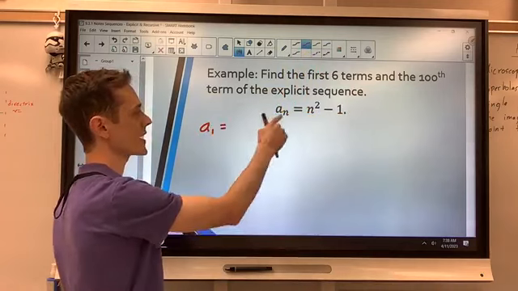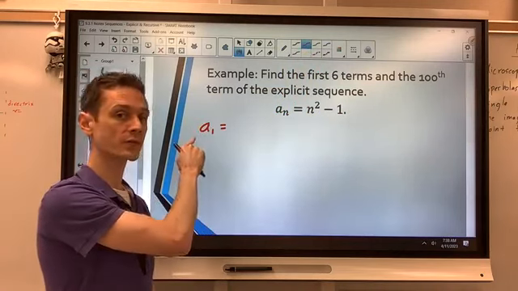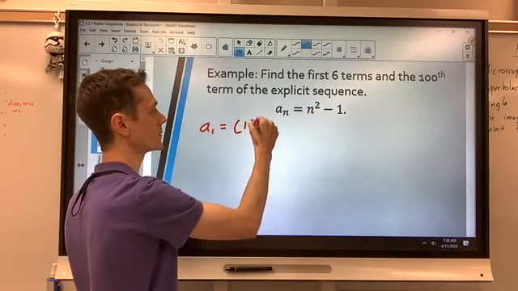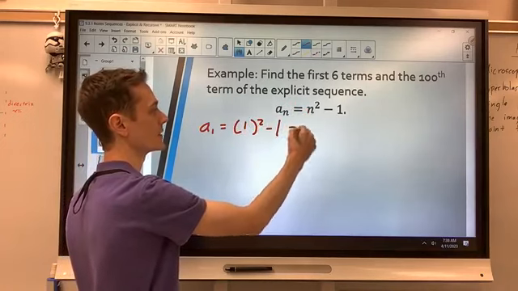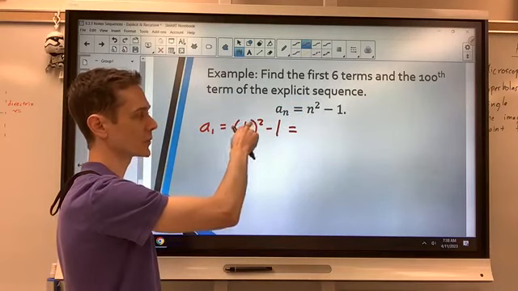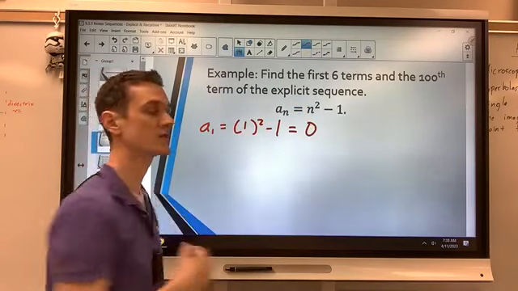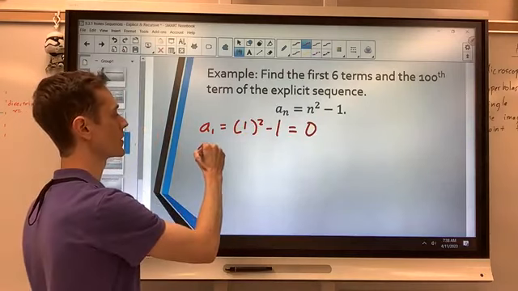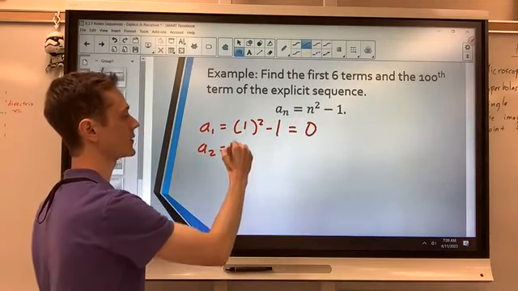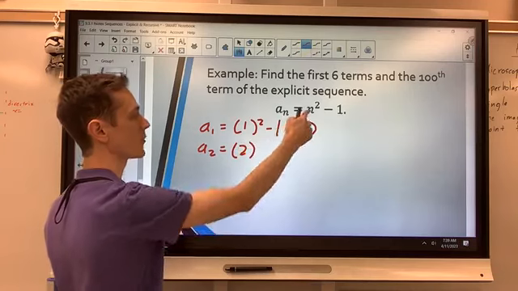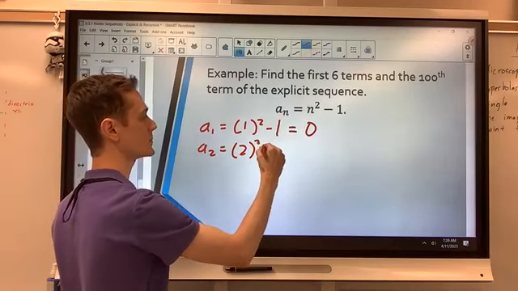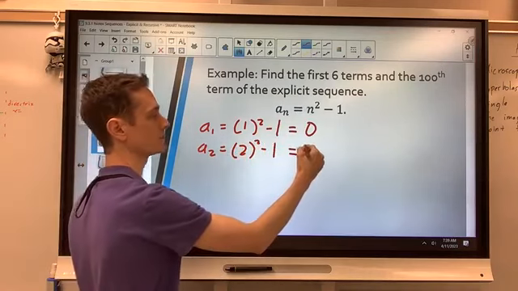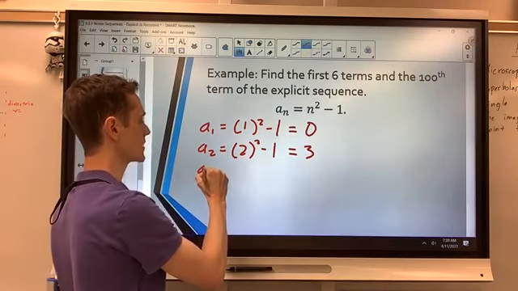So if I replace n with 1, that means I'm looking for the first term in the sequence. So I'm also going to plug in 1 over here. And in this case, well, 1 squared is just equal to 1. When you subtract 1, you get 0. So I now know that this sequence starts with a term of 0. So then if I want to find the second term, now I have to plug in the number 2. So my formula is the number I'm plugging in squared minus 1. Well, this time I'm getting 4 minus 1, which is 3. So I just keep continuing this process.